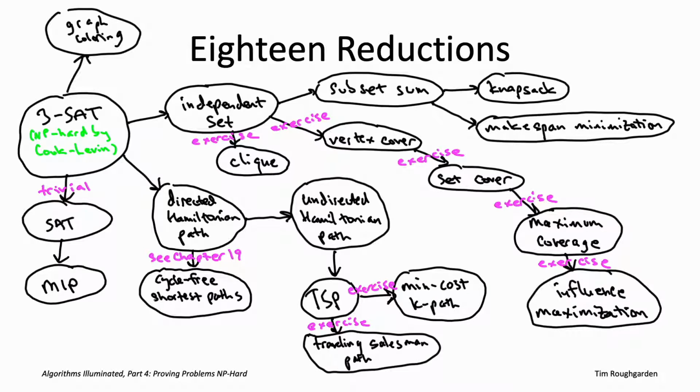Next, let's talk about the Hamiltonian path problem. Because some of the graph problems we care about are most naturally about directed graphs, like cycle-free shortest paths, whereas for others we're focusing on undirected graphs, like in the TSP, it's useful to have two versions of the Hamiltonian path problem. One for directed graphs, where you're looking for a simple path that visits every single vertex exactly once, or the same problem in undirected graphs. And as you'd hope, these two problems are almost the same. There are very easy reductions in both directions.